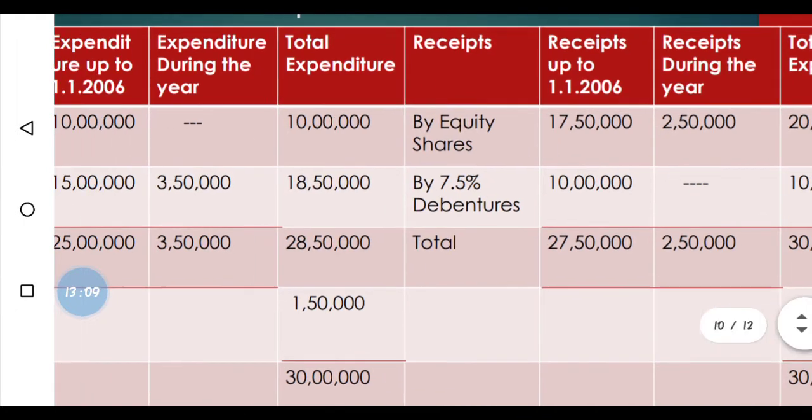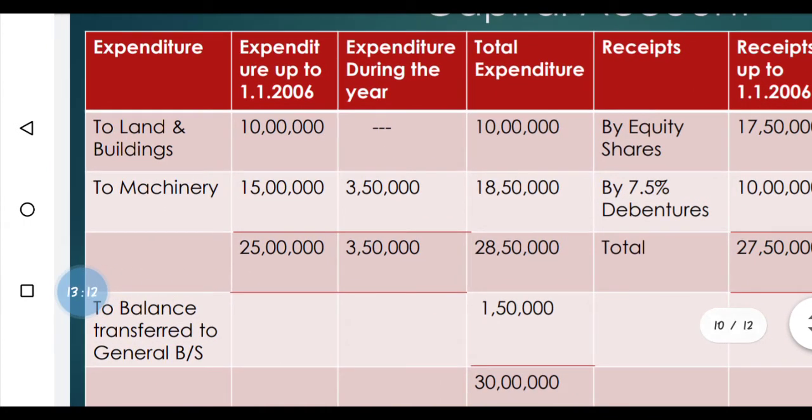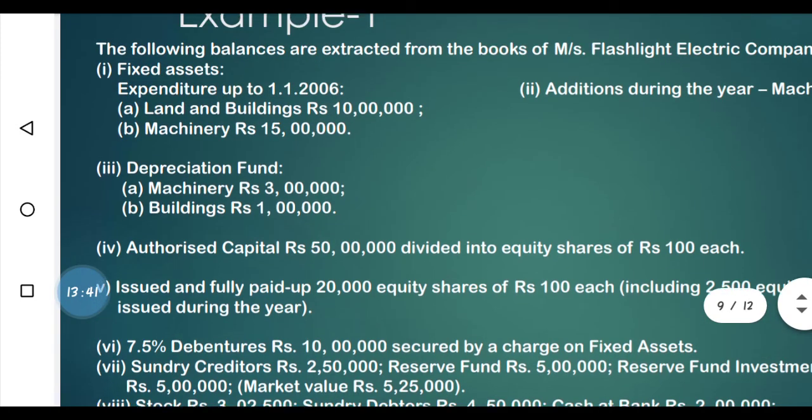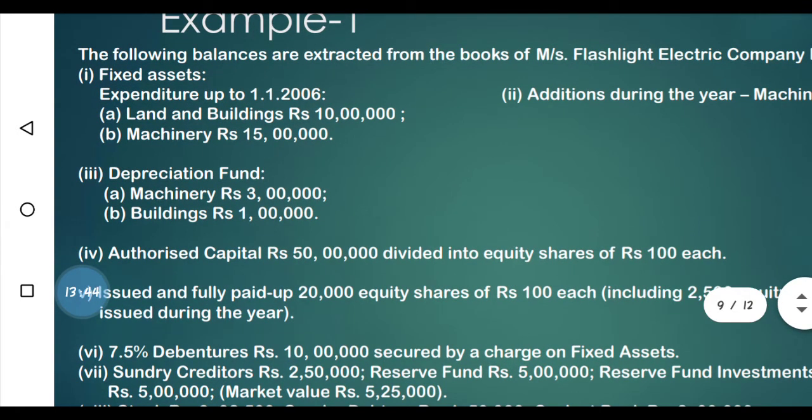Now we are going to see the expenditure side. With the help of the capital raised, we have applied in the fixed assets. To land and building, expenditure up to 1/1/2006 is 10 lakh. In the current year no land and building is purchased, so total expenditure on land and building is 10 lakh. And machinery up to 1/1/2006, see in the first point of the previous slide: land and building 10 lakh we have written in the column, machinery 15 lakh we have written in the column.